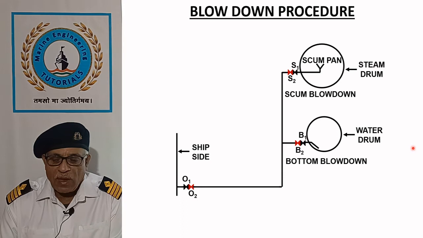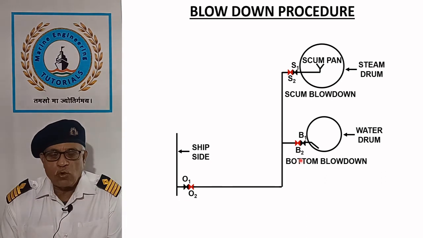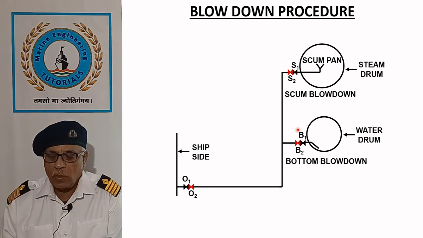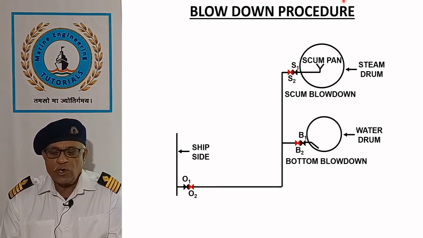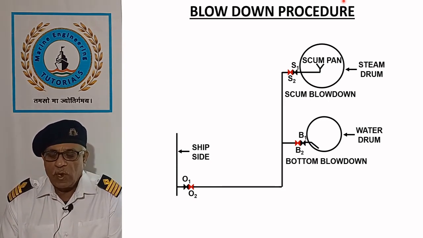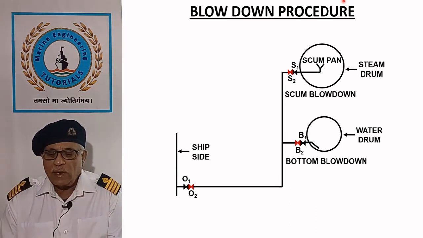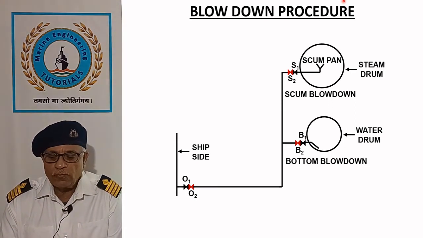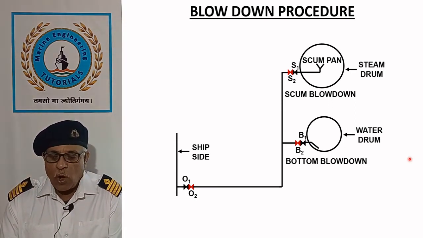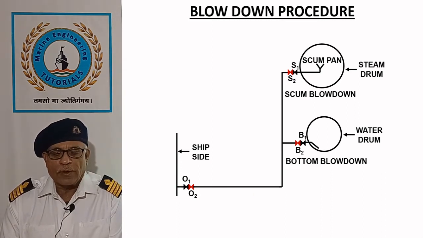After opening the ship side valves O1 and O2, blowdown valves equipped on the water drum are then opened in the sequence of B2 and B1. On completion of the bottom blowdown, blowdown valves are closed in the sequence of B2 and B1. Finally, the ship side valves are closed after completion of scum or bottom blowdown in sequence of O2 and O1. This completes blowdown procedure.